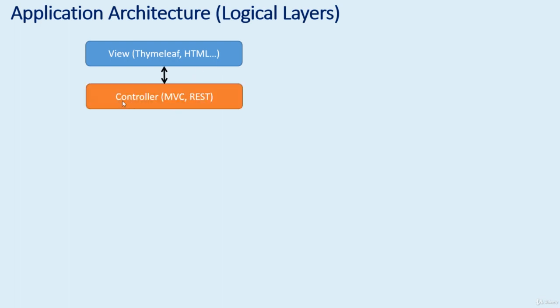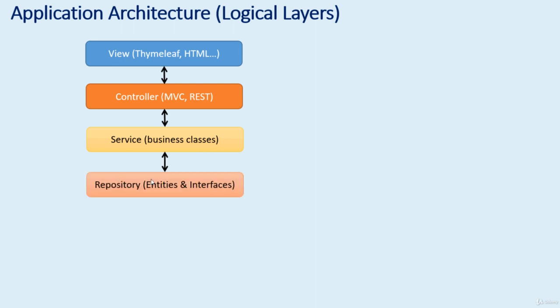In the controller layer, we can use Spring MVC controller, REST controller for RESTful web services, and the controller layer depends on the service layer that contains business classes, and the service layer depends on the repository layer that contains entity classes and repository interfaces. And below is a Spring Data JPA layer.